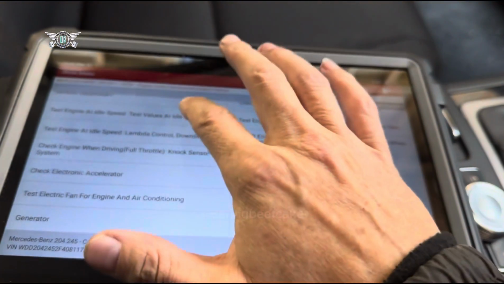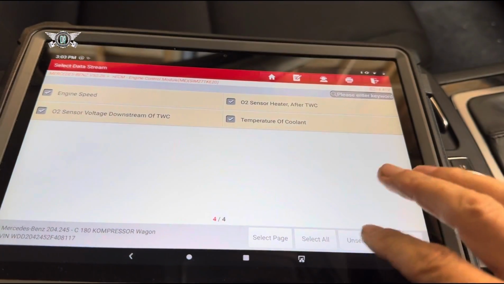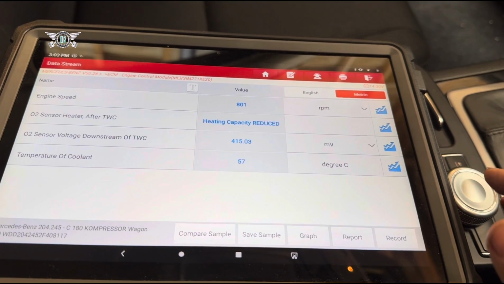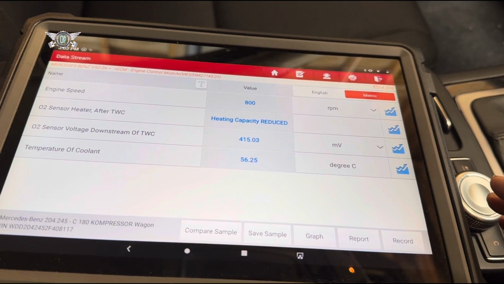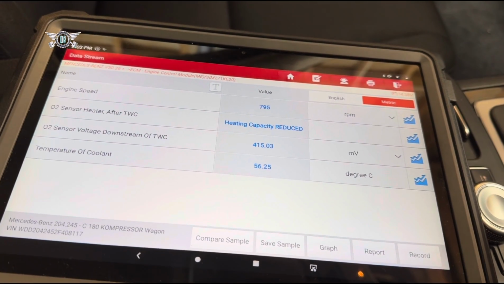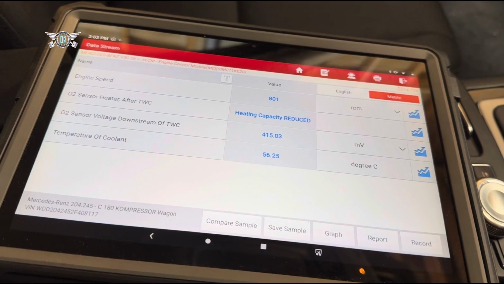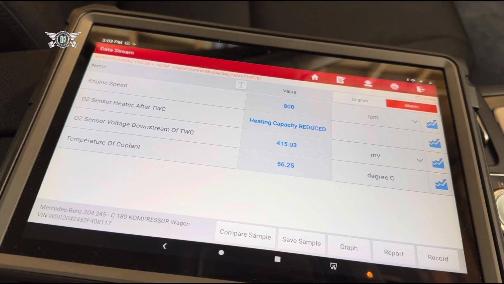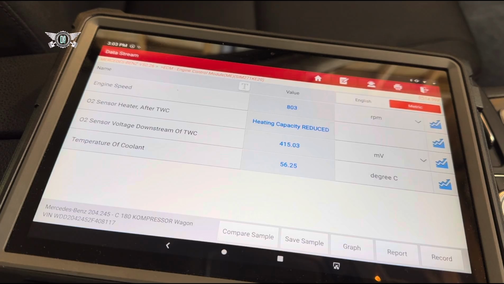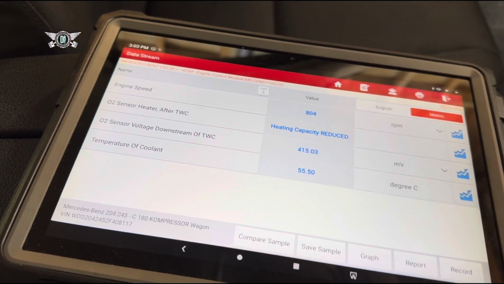Okay, got the car running. Let's check this. Now we need to just let it warm up a little bit, so that sensor can get hot and see if it does anything.